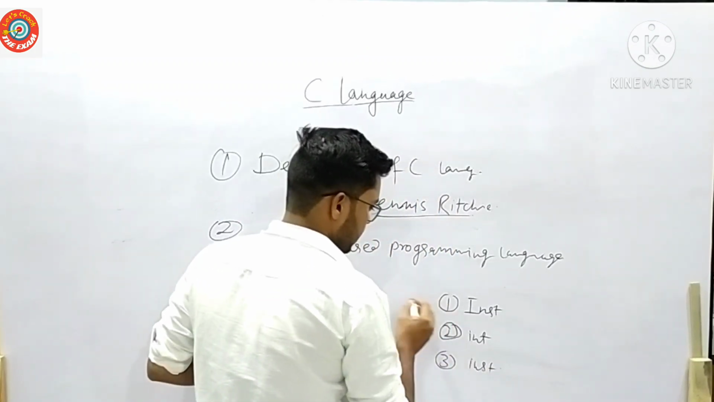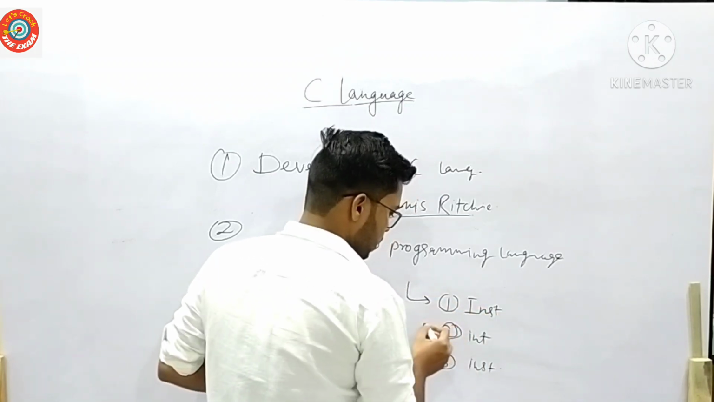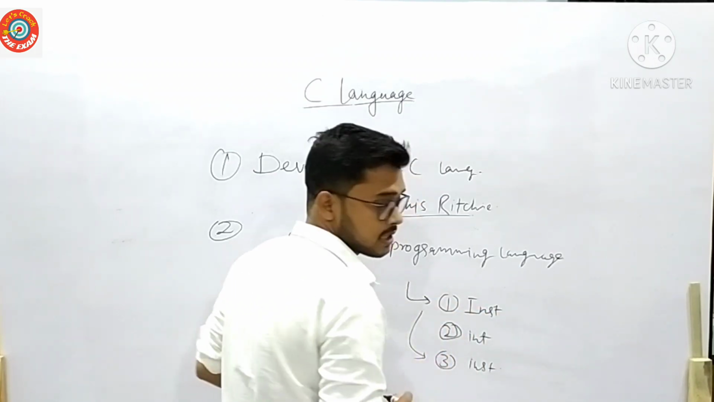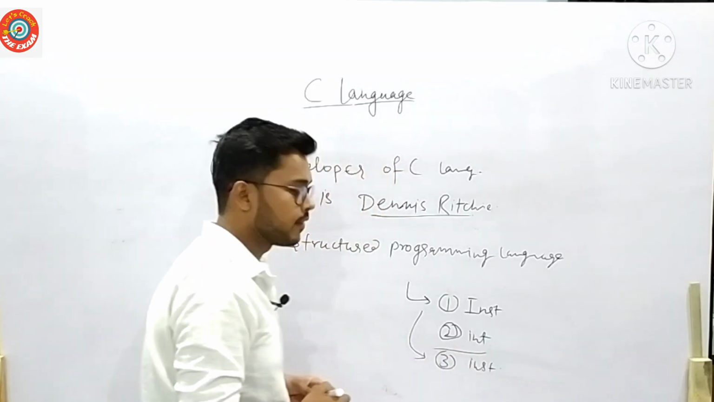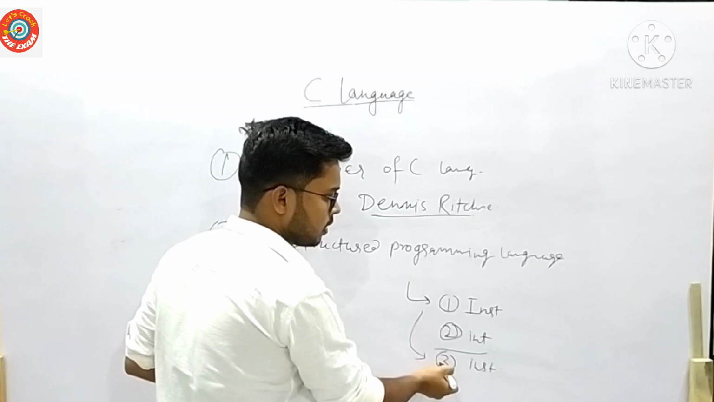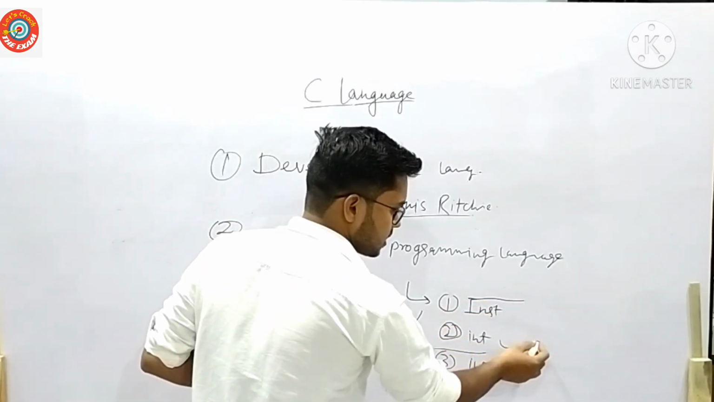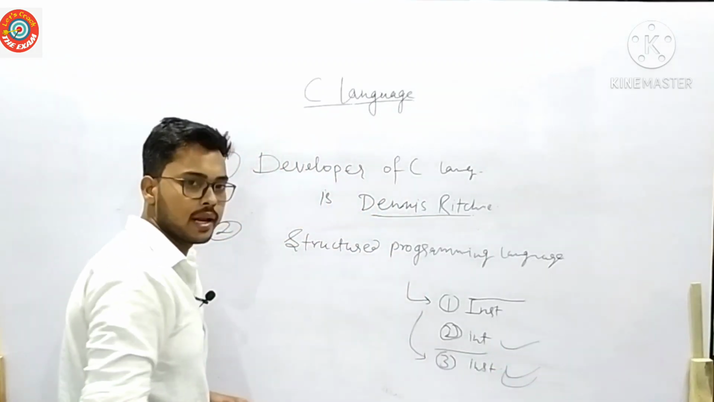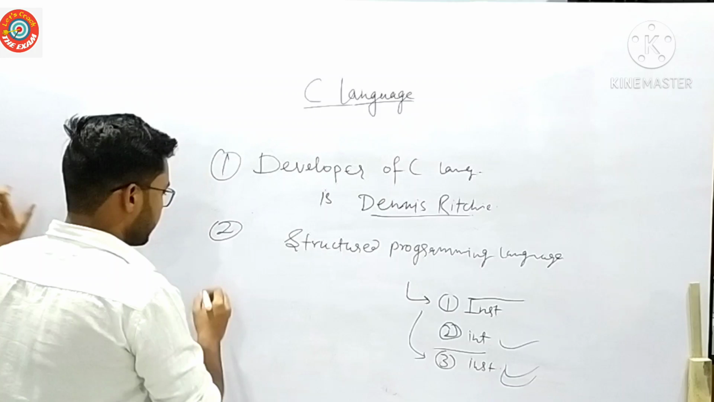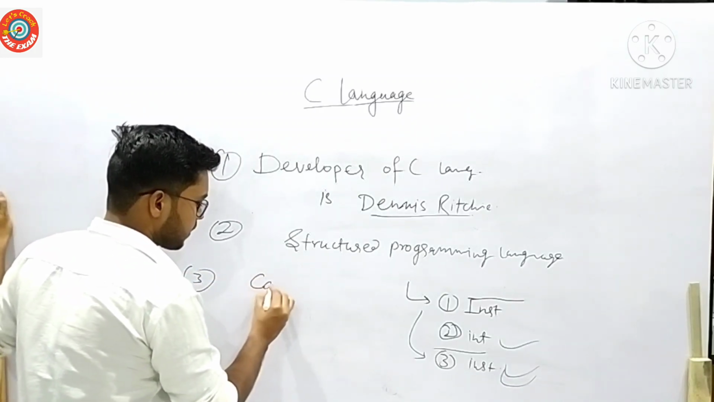Okay. So the compiler is executing the first instruction. So now you cannot jump to the third instruction, skipping the second instruction. So there is no way in C language to jump instructions. You have to execute the first instruction first, and then the second instruction, and then the third instruction. So this is called structured programming language. Okay. And the third point is C is a case sensitive language.